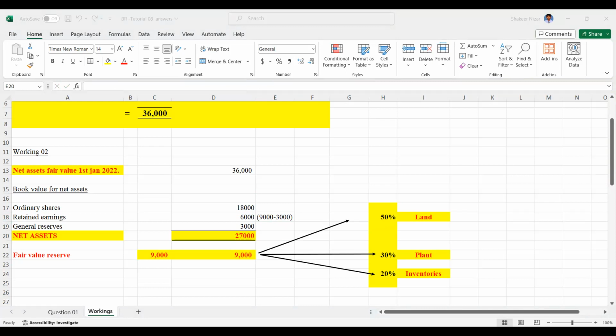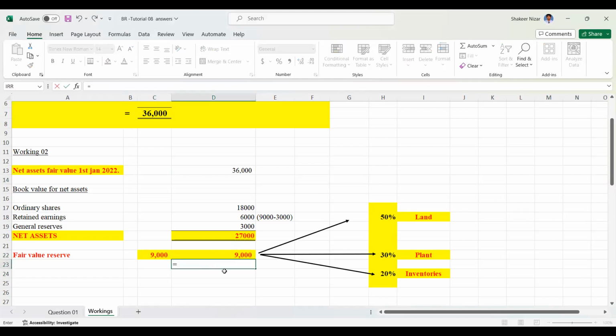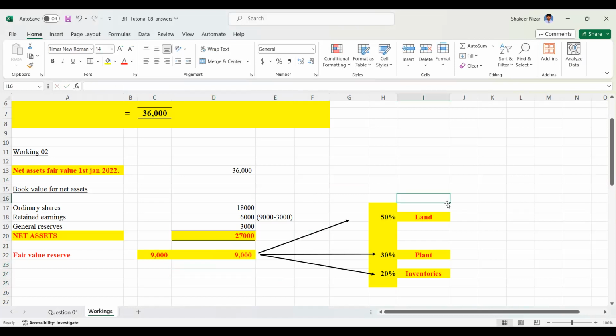3,000. So now we compare the net asset fair value against the book value. Book value is 27,000, but what is the fair value reserve? 9,000. The 9,000 is derived from 36,000 minus 27,000, right? I think it's clear. Of this 9,000, 50% belongs to land. It's mentioned that another 30% is plant and the remaining is inventories. It means 9,000 times 50% is land.